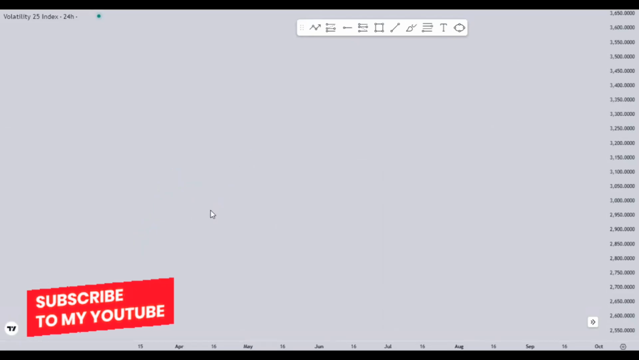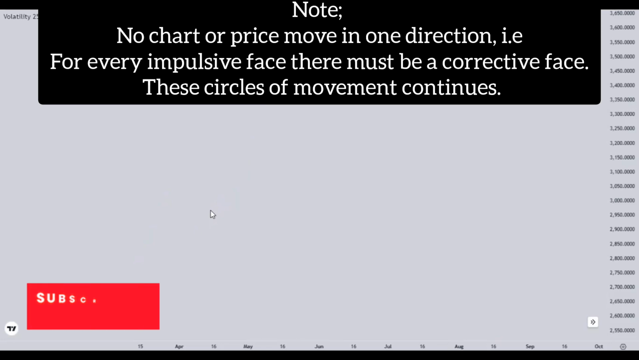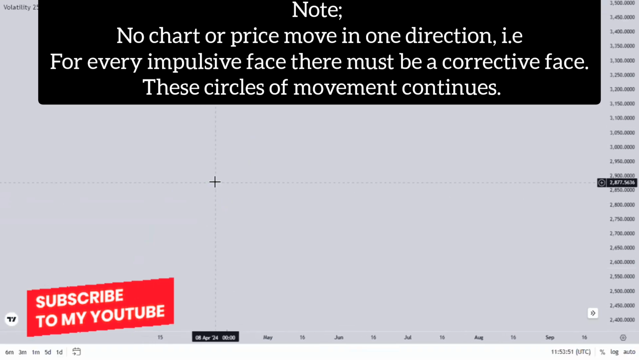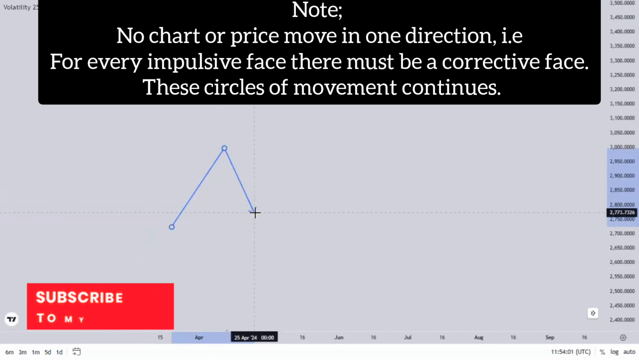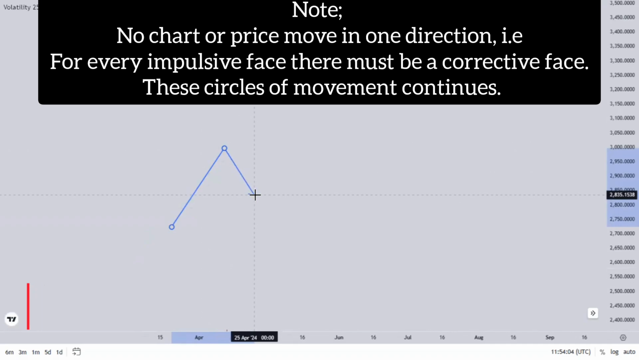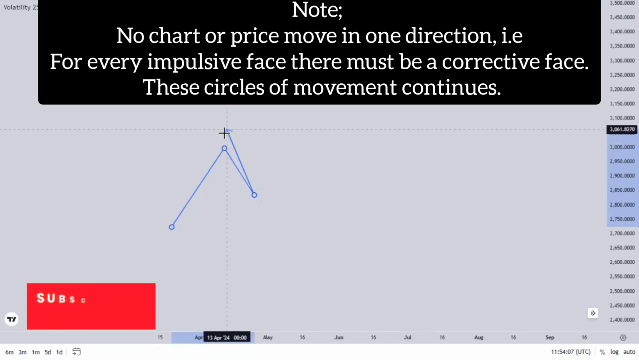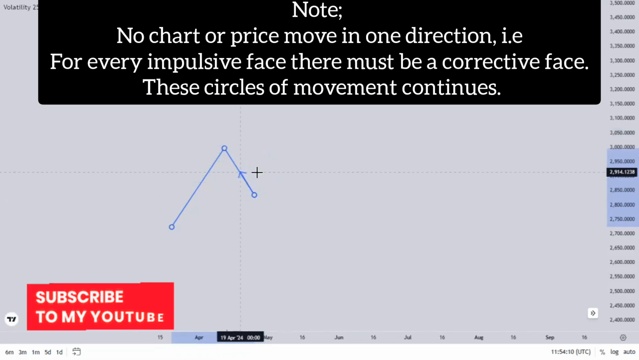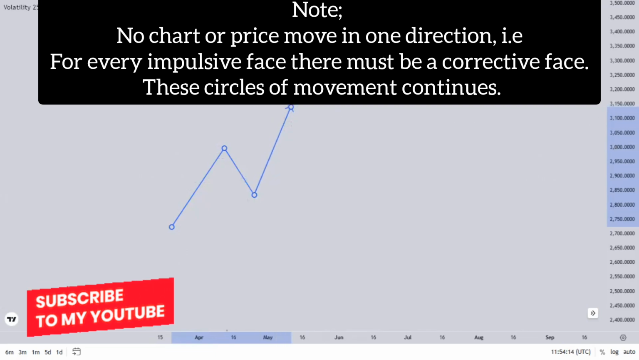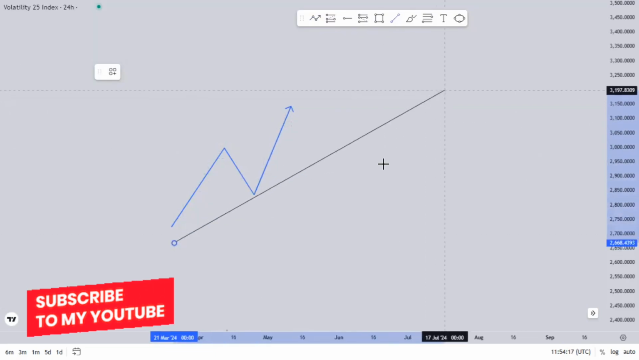Now, one important thing to have at the back of your mind is that no market moves continuously in an impulsive leg, and no market moves continuously in a corrective leg. That means for every impulsive leg there must be a correction, and for every correction there must be an impulsive leg. And this is what creates the trend.